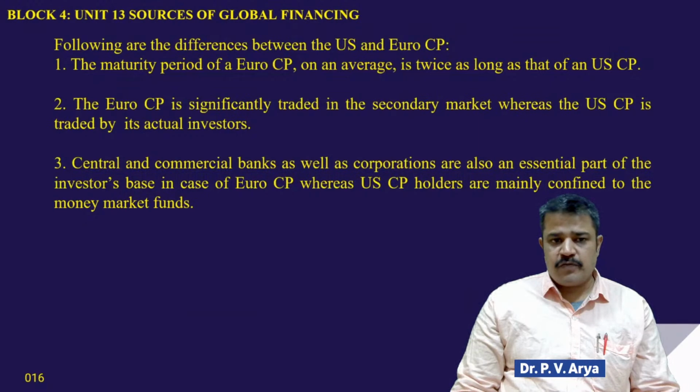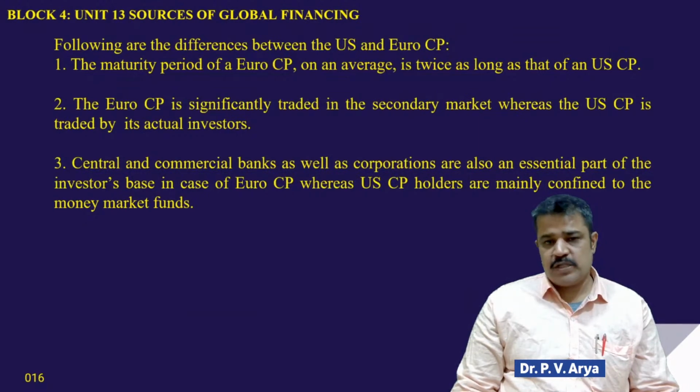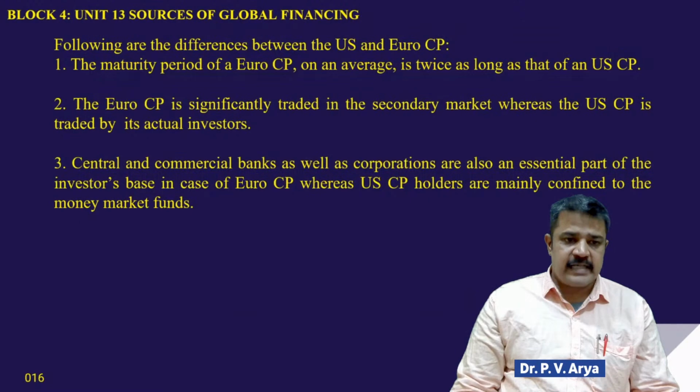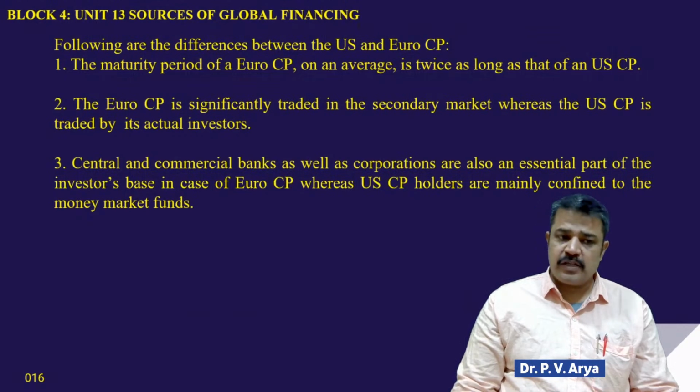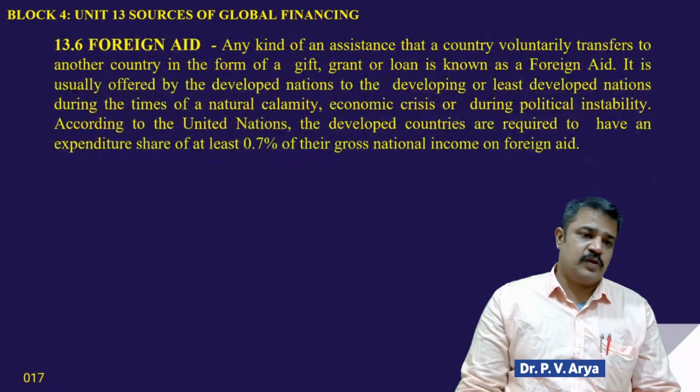The maturity period of Euro CP on an average is twice as long as that of US CP. The Euro CP is significantly traded in the secondary market, whereas US CP is traded by its actual investors only. The central commercial banks as well as the corporations are also an essential part of the investor base in the case of Euro CP, whereas US CP holders are mainly confined to the money market funds only.